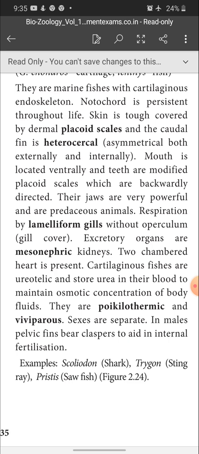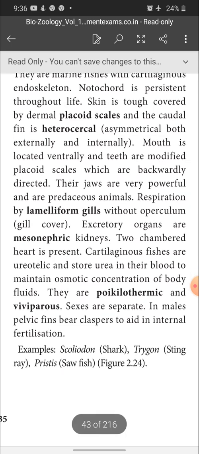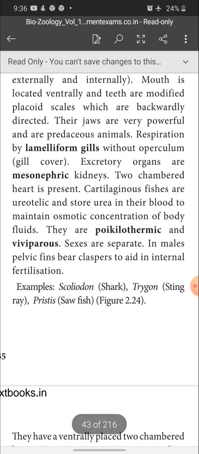Here in chondrichthyes, the gill slits are not covered by an operculum, and it is called what? Lamelliform gills. But in the class of osteichthyes, the gills are covered with a covering called operculum. So here excretory organs are mesonephric kidneys, heart two-chambered, cartilaginous fishes are ureotelic.